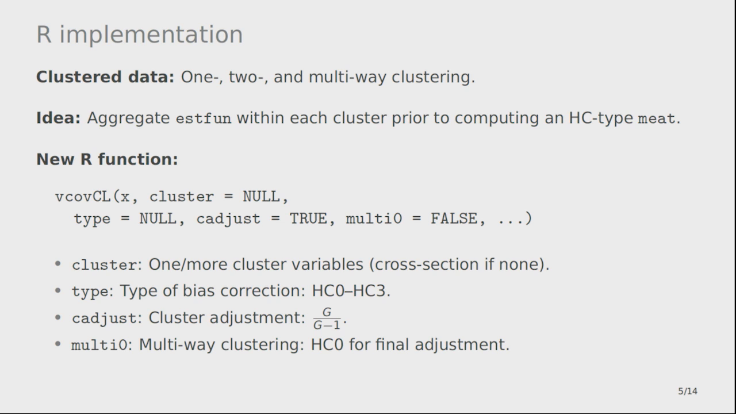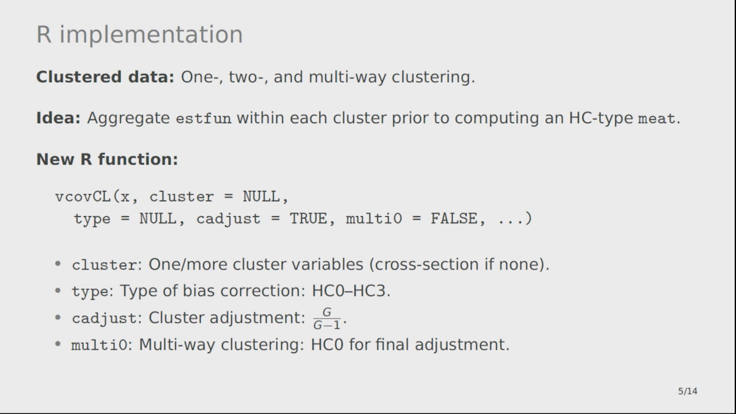The essential idea here is to aggregate the empirical estimating functions within clusters and then compute an HC type covariance analogous to vcovHC for cross-section data. The cluster argument then allows you to specify either a cluster vector or a list or data frame of several cluster variables. If no cluster variable is supplied, then each observation is its own cluster, and thus the whole thing collapses to the basic sandwich estimator by default.